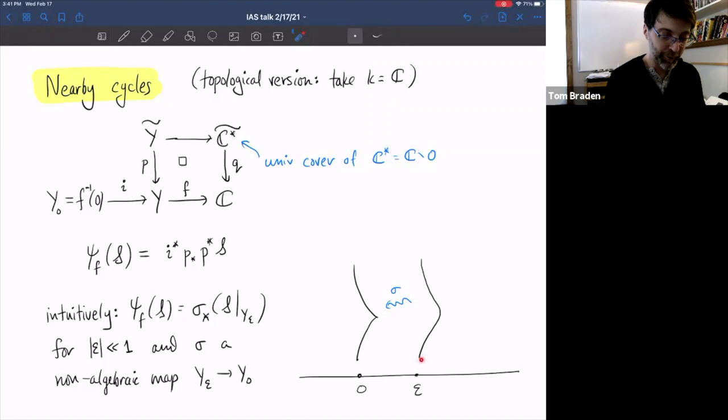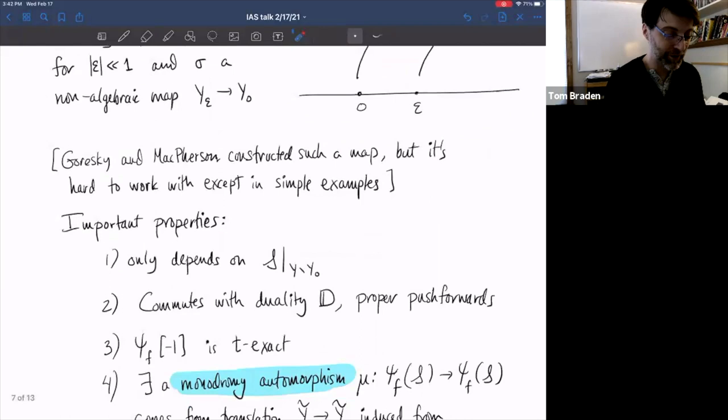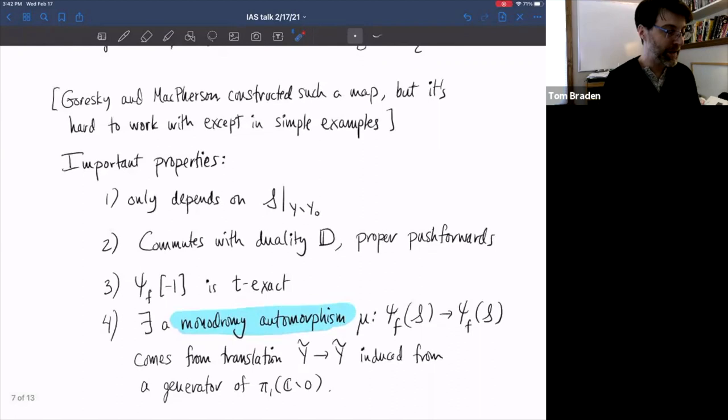So there might be other special fibers at other values than zero, but you just take epsilon close enough that all the fibers near but not equal to zero have the same topological type. And you want to think of a map that's degenerating this fiber at epsilon down to this. It's roughly speaking the push forward by this highly non-algebraic map. And this can actually be made precise. Gaitsgory and MacPherson constructed such a map using some stratification theory. It's not unique, but it's unique up to some isotopy.